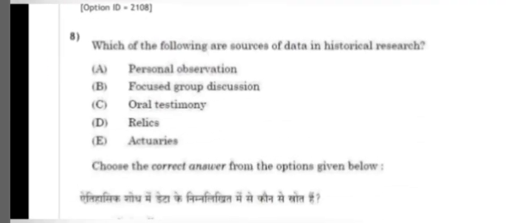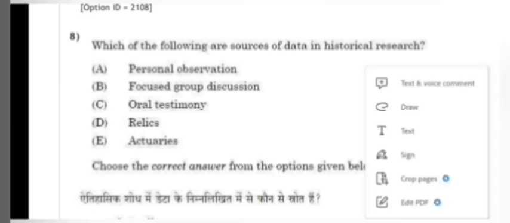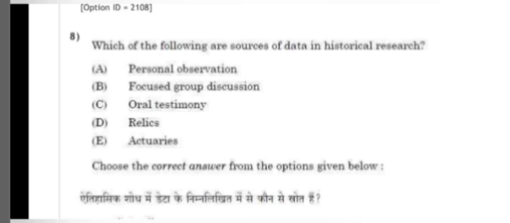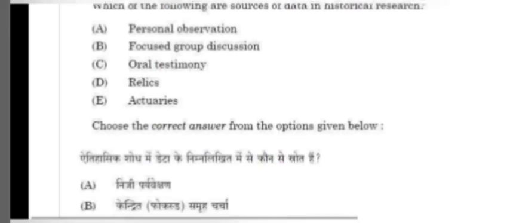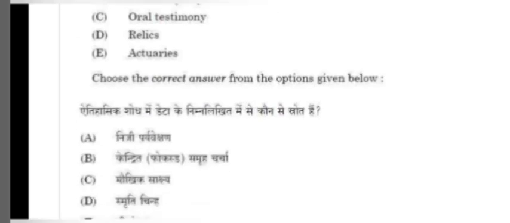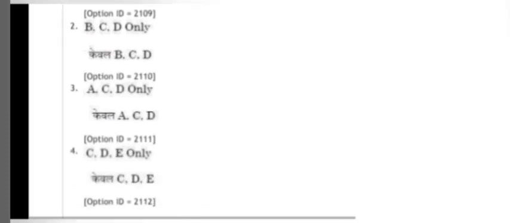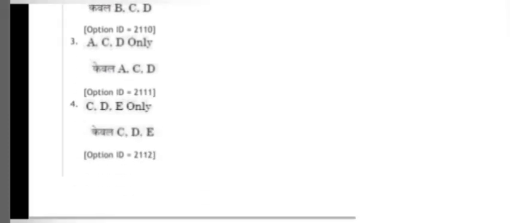Next, which of the following are sources of data in historical research? Personal observation, focus group discussion, oral testimony, relics, accuracies. I don't know how to pronounce it. Choose the correct answer from the options given below. ABC, BCD, ACD, CDE. It will be C, D and E. C, D and E will be correct. 15 done.